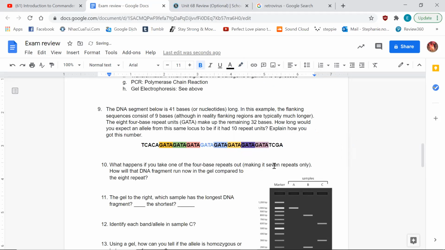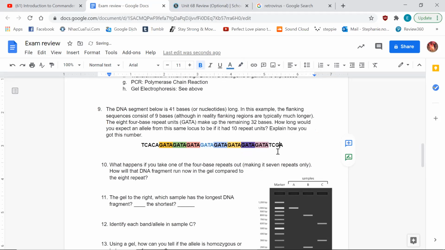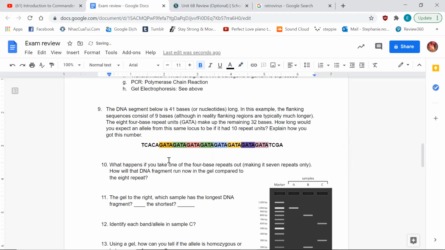All right. You see, now I've isolated. Oh, come on, I changed the text color again. Hang on. There we go. So as you see, I've isolated 1, 2, 3, 4, 5, 6, 7, 8 repeat units. That means they have the GATA pattern.